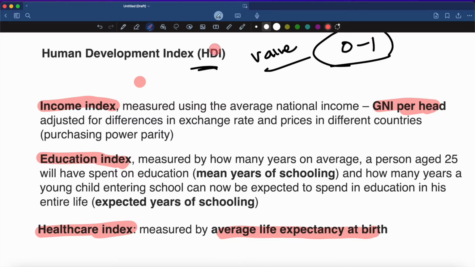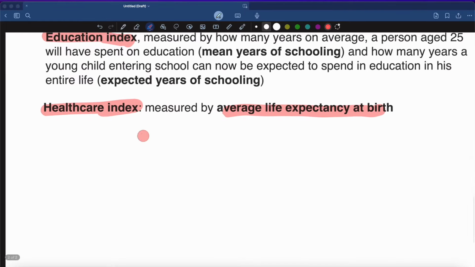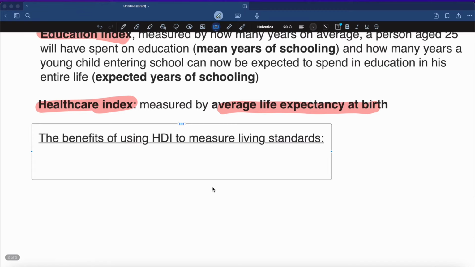So that is HDI, and I'm hoping you understand what HDI is so far, right? It's very simple to understand. It gives a scale from 0 to 1 and it looks at these factors and makes the decision. Now let's look at these benefits. Why HDI is in fact a very good method of measuring living standards.